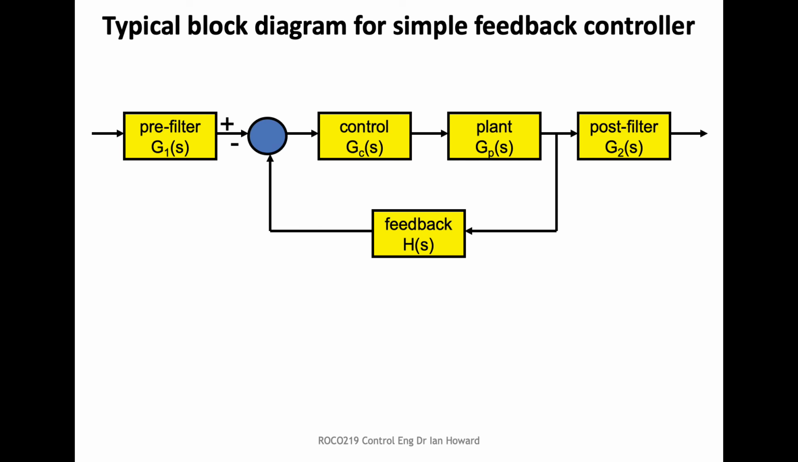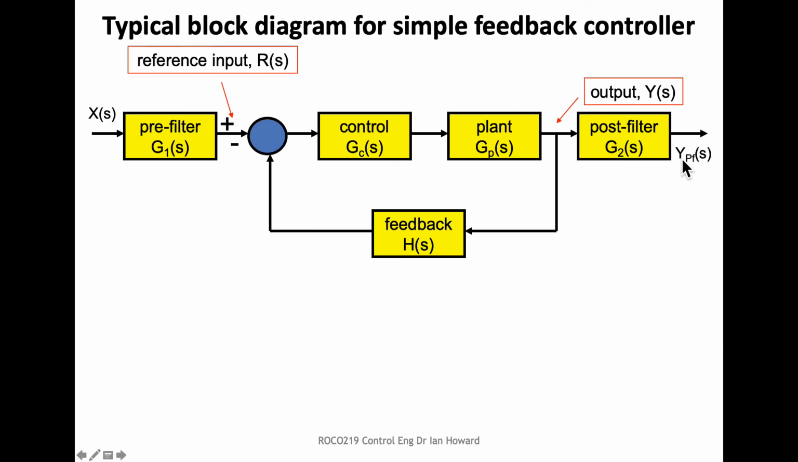So let's think about an example which uses some of what I've just said. We've got two things in series here. We've got something happening afterwards, something happening before, and we've got a feedback loop. So how would we simplify that? First of all, let's put on that X of S is the input and Y_pf of S is going to be the output.